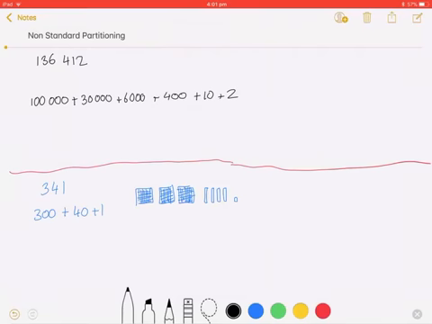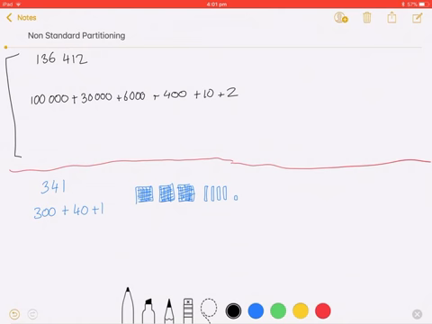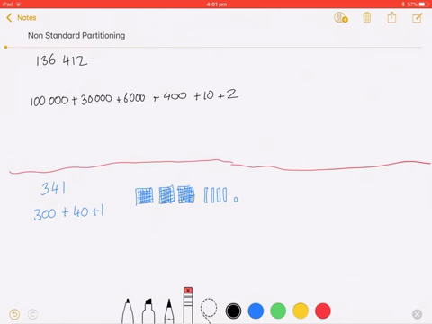All right, non-standard partitioning. If we have a look, just ignore this top part of the screen for the moment because I'm going to come back to it. If we have a look at the number 341 down here, we can expand it: standard partitioning, 300 plus 40 plus 1, because you can see straight away you've got 1, 2, 3 hundreds, 4 tens and 1 one.